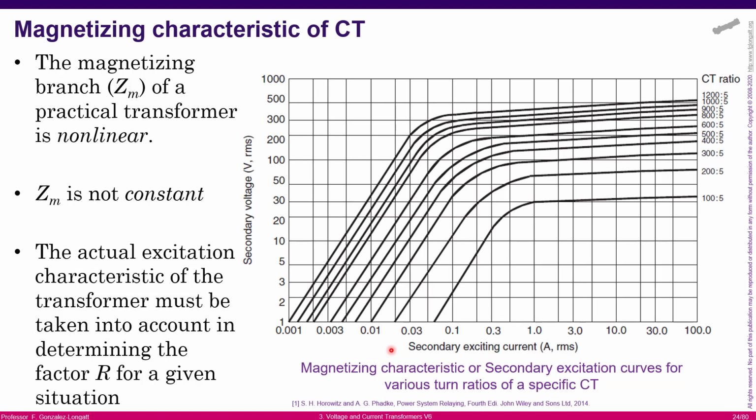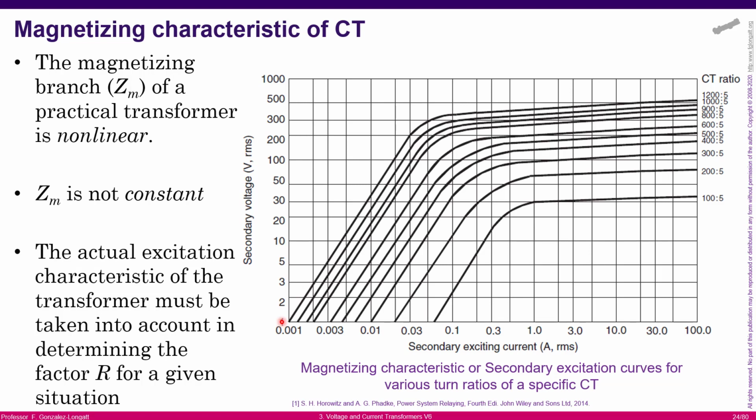Here you can see that this is the secondary voltage at the current transformer. Here we have the secondary excitation current, which is the magnetizing current, and on the right hand side we have different current ratios. If you remember the two winding transformer, this curve resembles the magnetizing curve of a two winding transformer.